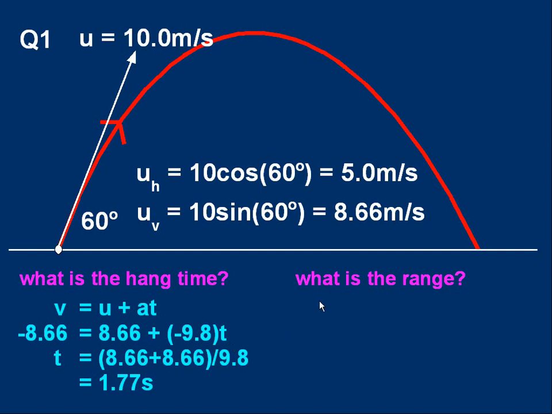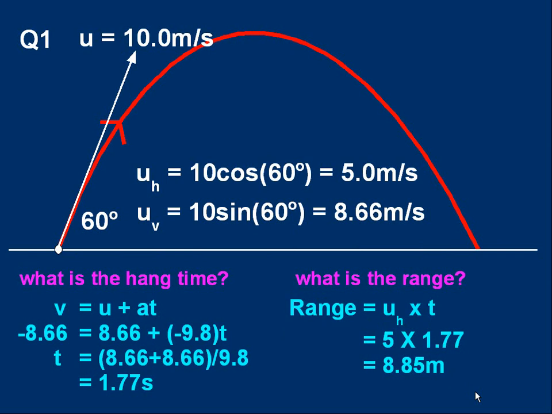What's the range? Well, in the horizontal direction, the velocity is constant. It's a steady speed, if you like. So we can say that distance is speed times time. The range is the horizontal speed, which is constant, times the time it's moving through the air, which is the hang time. So it's 5 horizontal component of velocity times the hang time, 1.77 seconds, comes to 8.85 meters. We've worked out the range of this projectile.